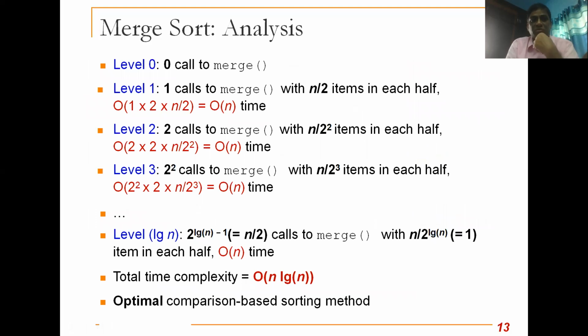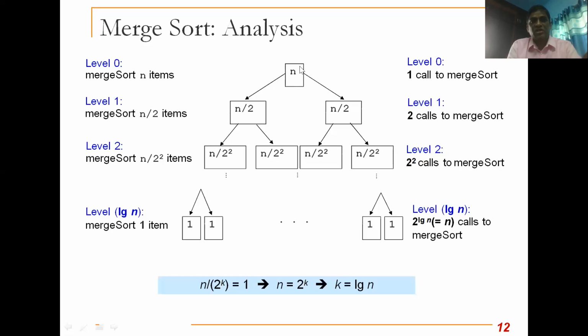Okay. Now using this information, let us focus on our merge. So in level 0, how many calls are made to the merge algorithm? 0 calls. No merging is required in level 0, right? In level 0 only merge sort is called. There is no merging required because there is only a single list of elements, right?